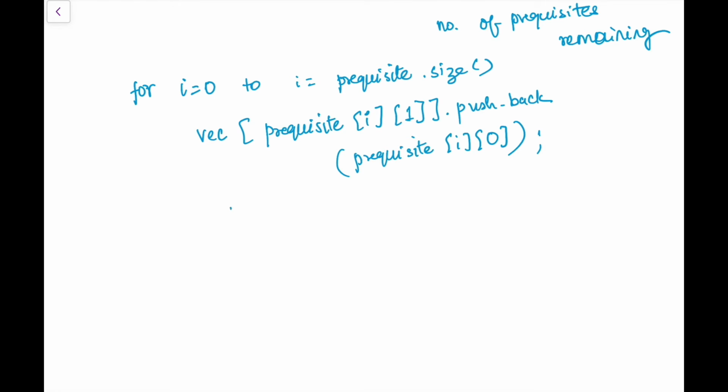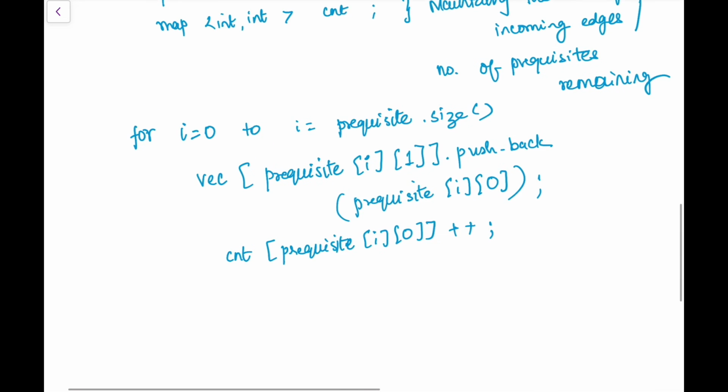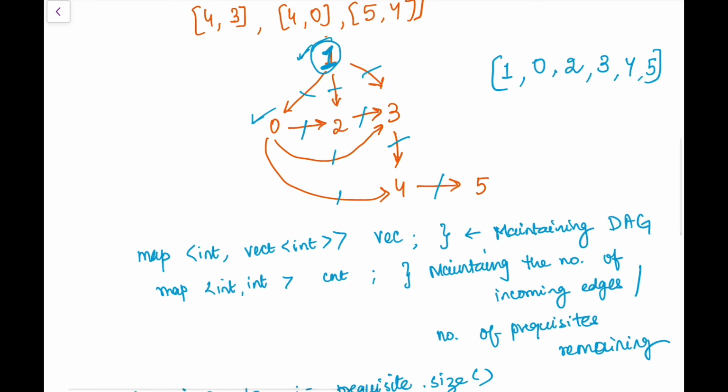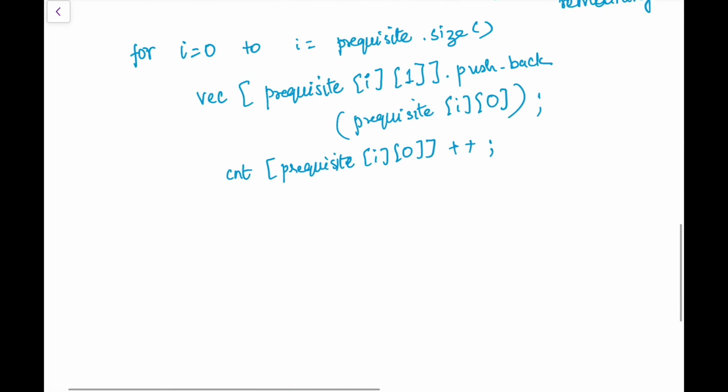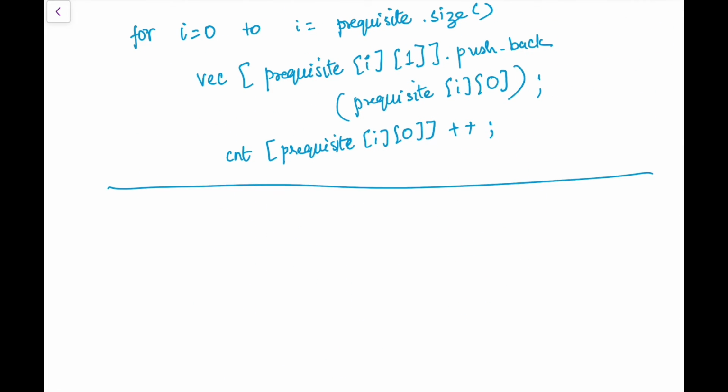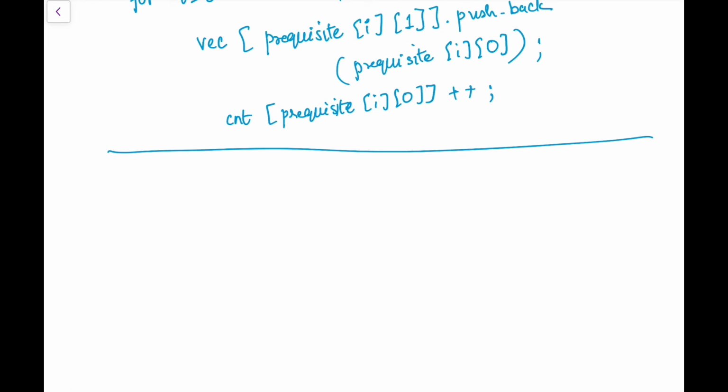Now what we need to do is maintaining a counter. I'll maintain a counter for prerequisite i comma 0, which will be plus plus. So here when I push 0 into my first vector, I also say that 0 has one requirement, and similarly when I push 2 into my first vector, I'll increment my counter saying that 2 requires at least one prerequisite. So this is the pre-processing that we have done. Now let's see how we can follow up after this.